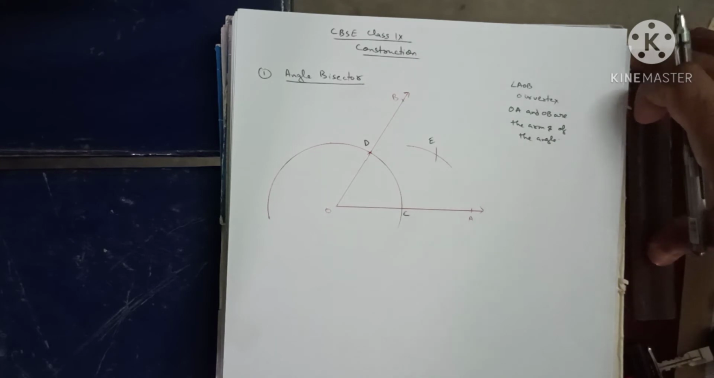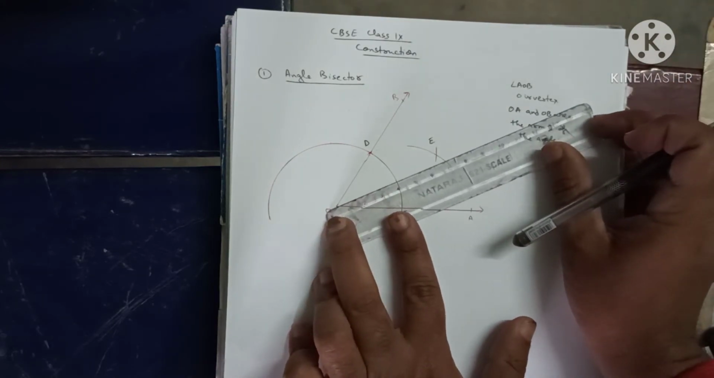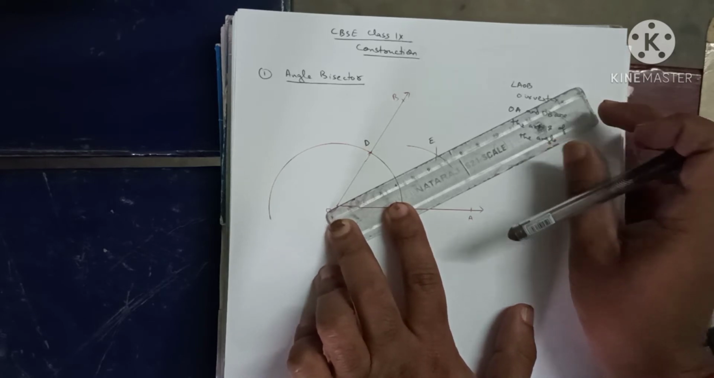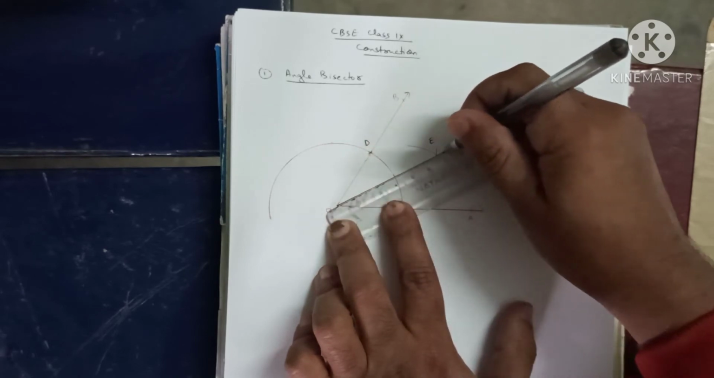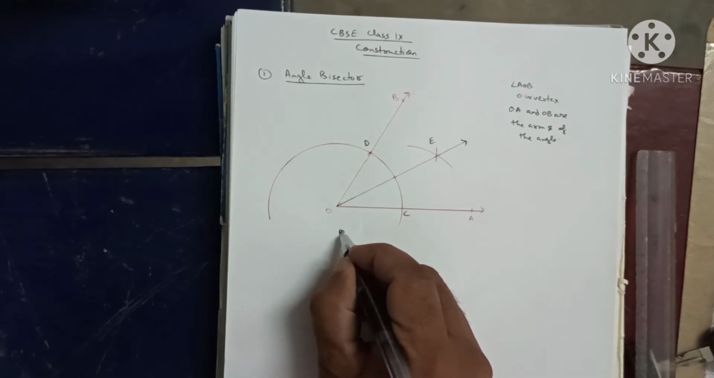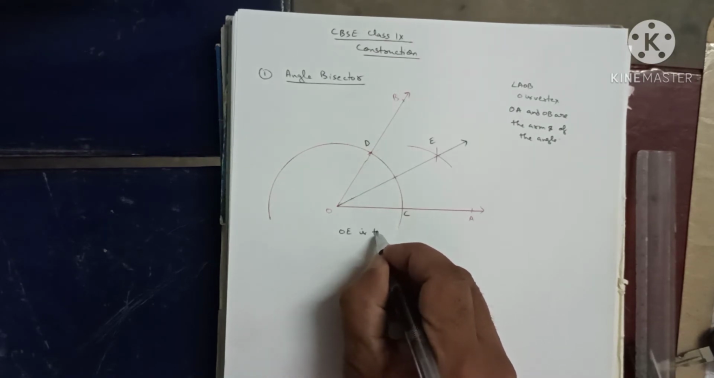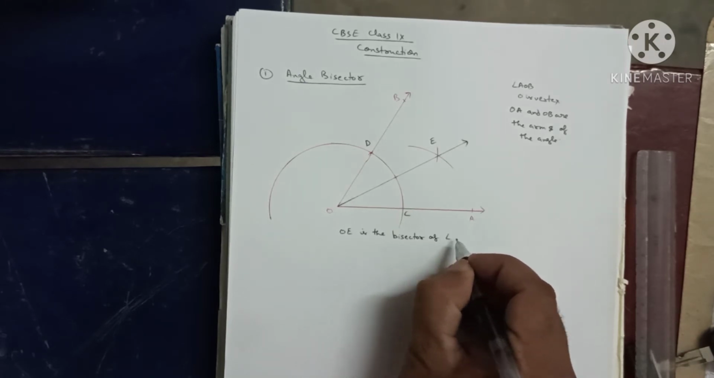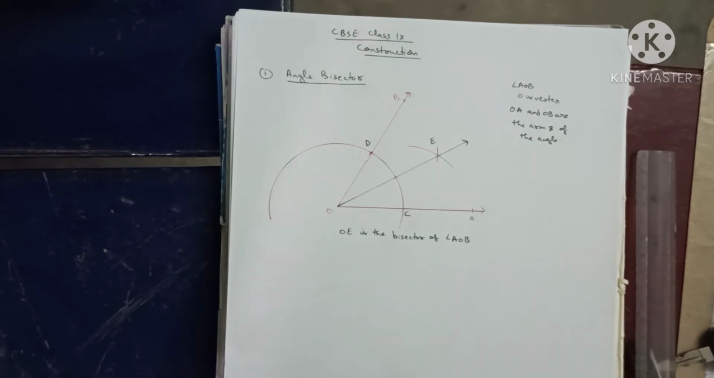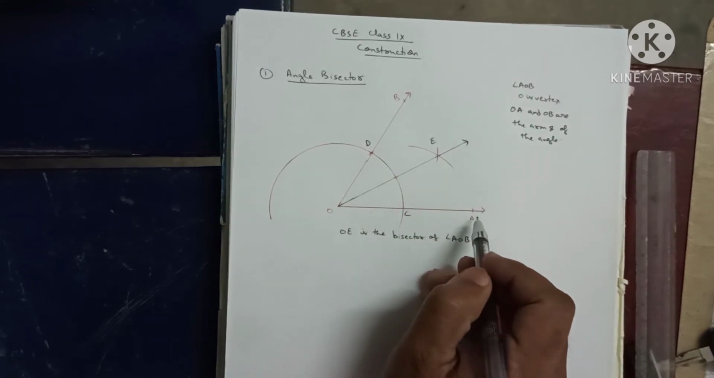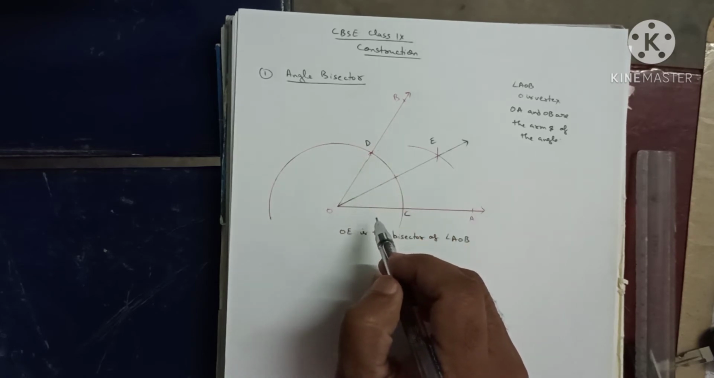Now you join OE, join O to E. So this OE is the bisector of angle AOB. What does it mean that OE is the bisector of AOB? It means that OE will divide the angle AOB into two equal halves.